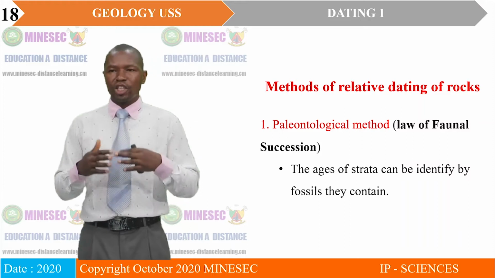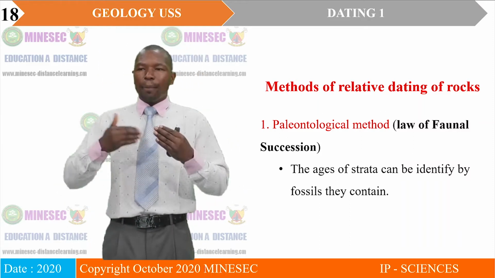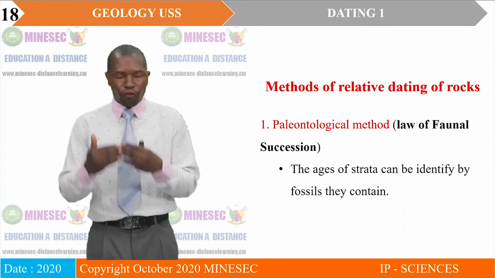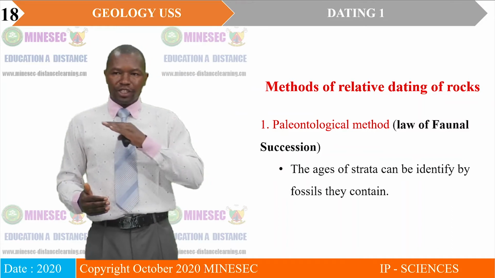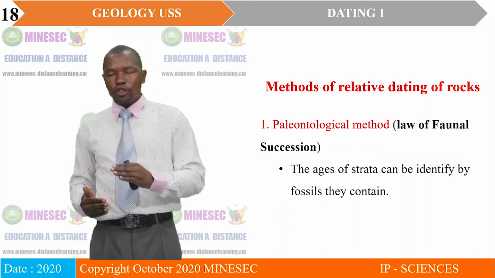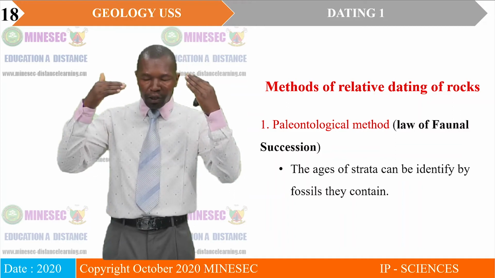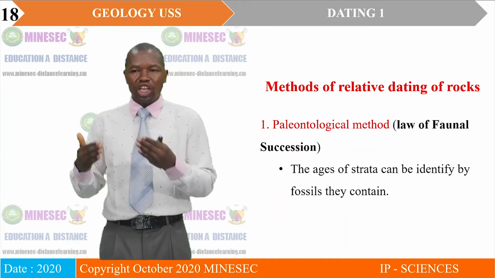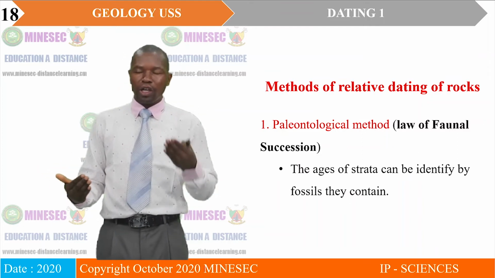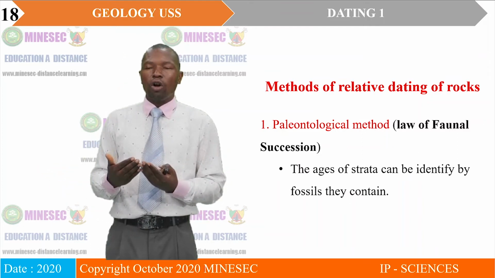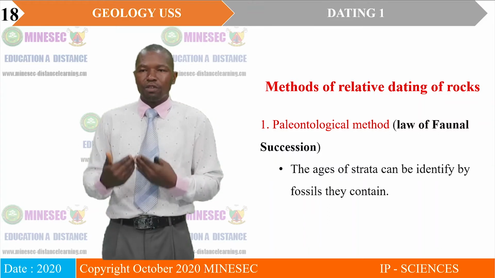The law of faunal succession has to do with the ages of strata, which can help us to identify the fossils that they contain. Now, when we know the different strata and we know the fossils that are contained within each layer, it can help us to draw a conclusion as to which of them was laid down first and which of them came last.